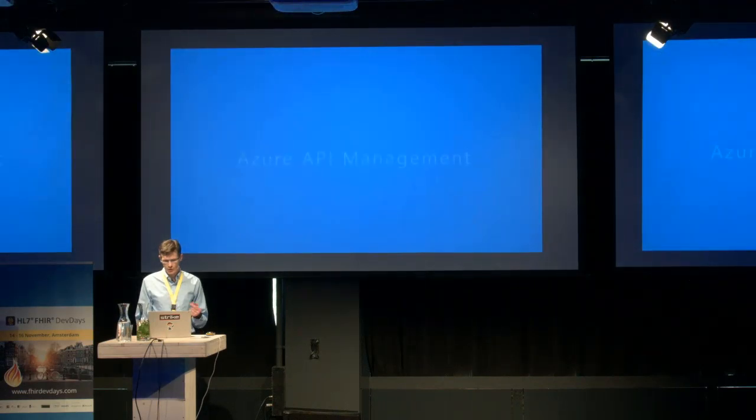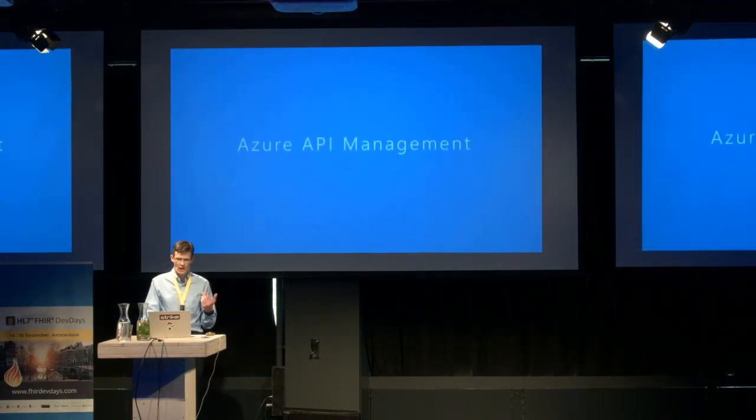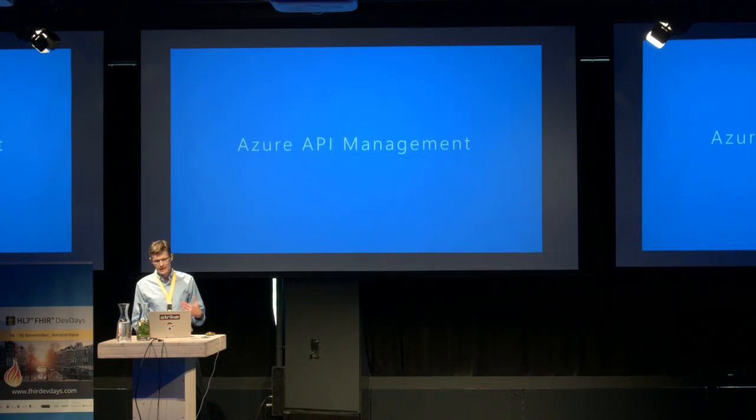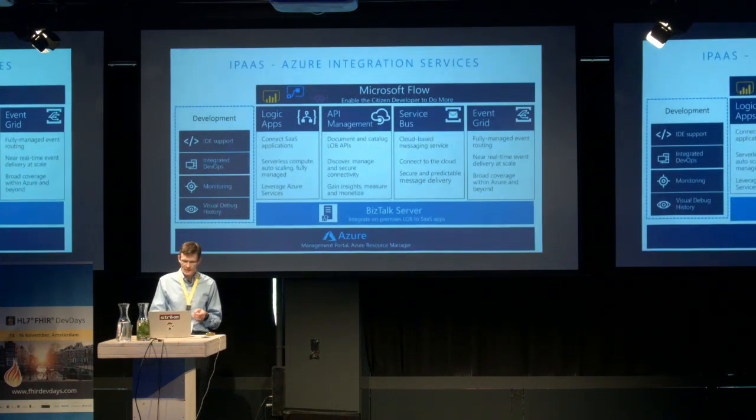One that I want to call out is Azure API Management. That's basically a layer that you can put on top of your FHIR API and build in a bunch of policies for controlling access, but also doing other things like maybe choosing different backends depending on where the requests are coming from and so on.